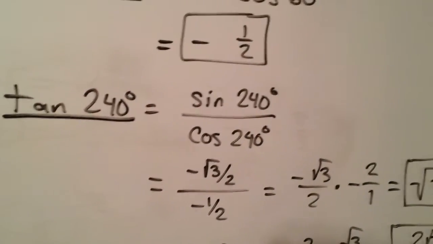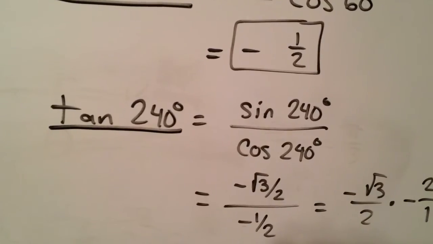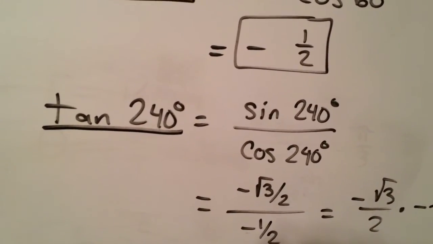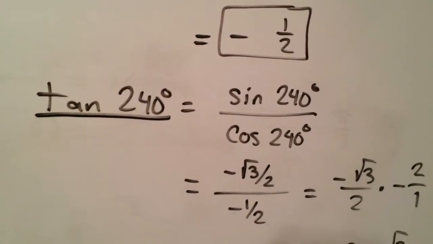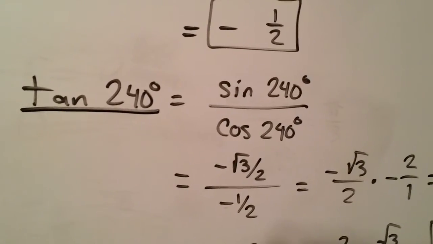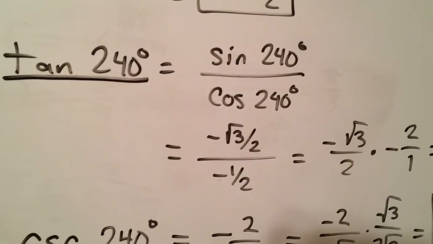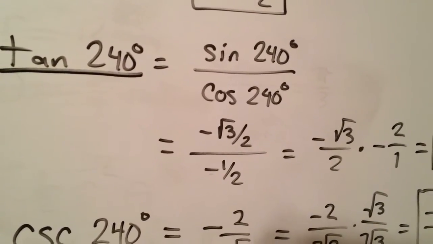Tangent of 240 degrees is sine of 240 divided by cosine of 240, using our identity that tangent is sine divided by cosine. If we take our answers from the previous two parts, the sine of 240 and the cosine of 240, we get the fraction negative square root of 3 over 2 divided by negative 1/2.